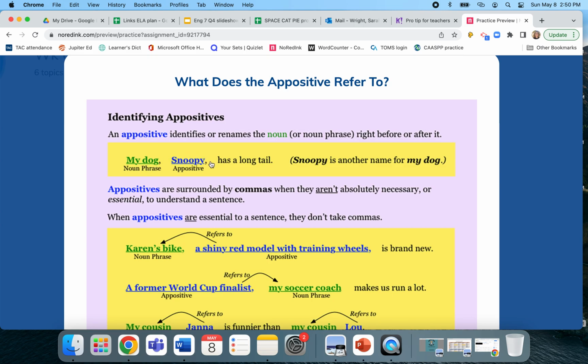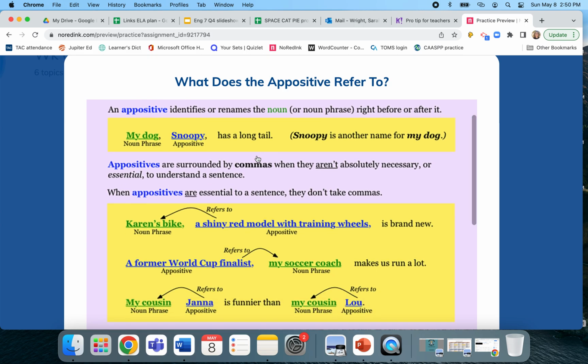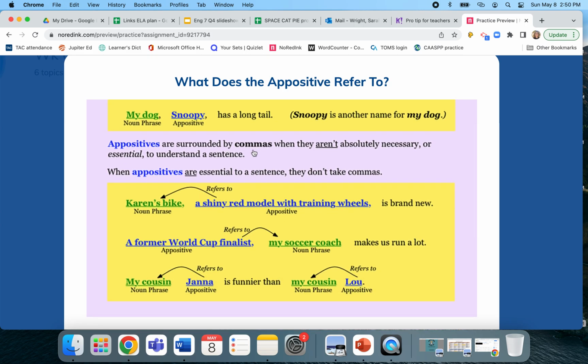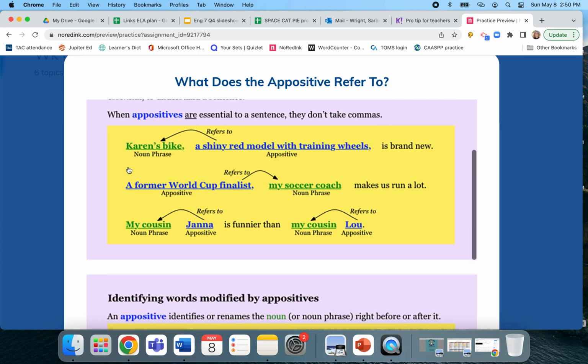So my dog Snoopy has a long tail. That's it. They're always surrounded by commas when they aren't absolutely necessary, which is most of the time, right? Because you could say my dog has a long tail, but then adding Snoopy, that's extra information. And anytime there's something extra in a sentence that doesn't absolutely have to be there, then it gets commas on both sides. Okay. So Karen's bike, a shiny red model with training wheels, is brand new.